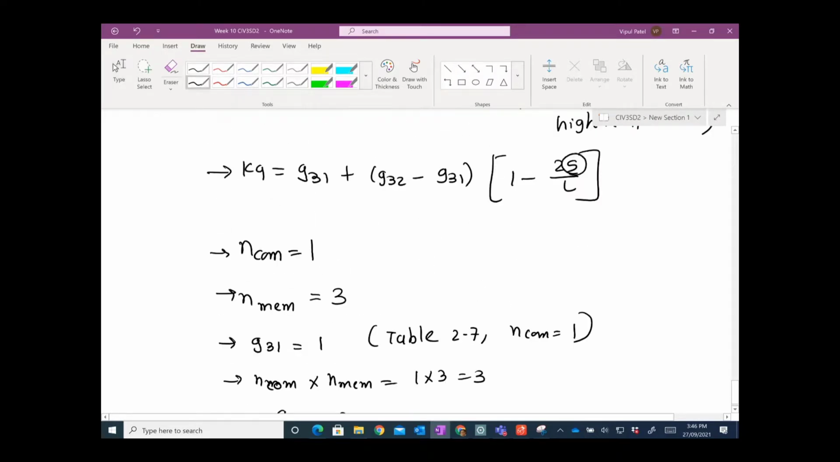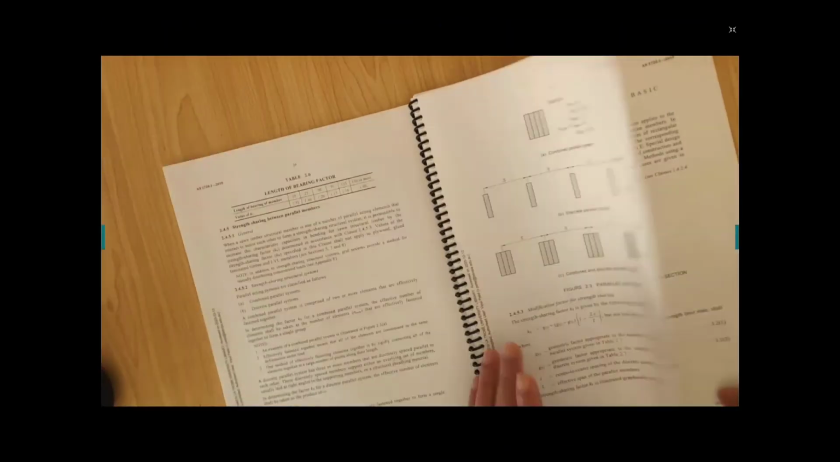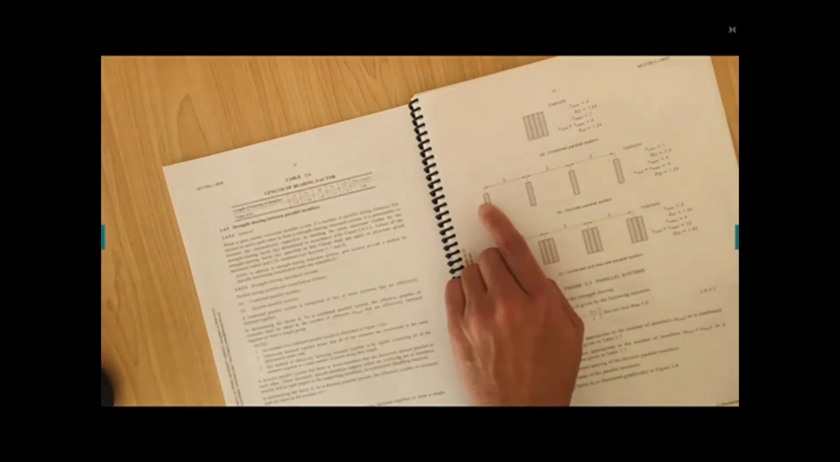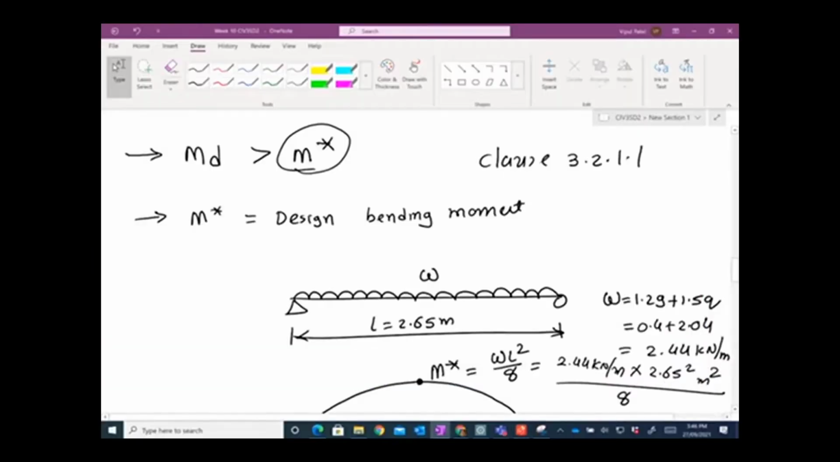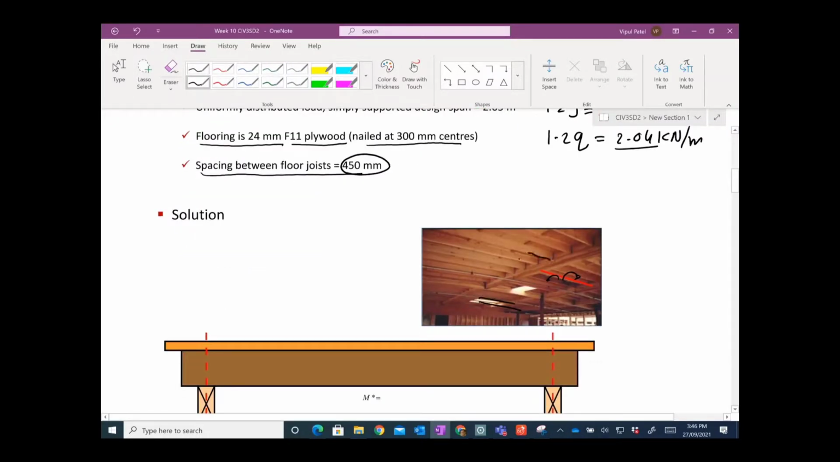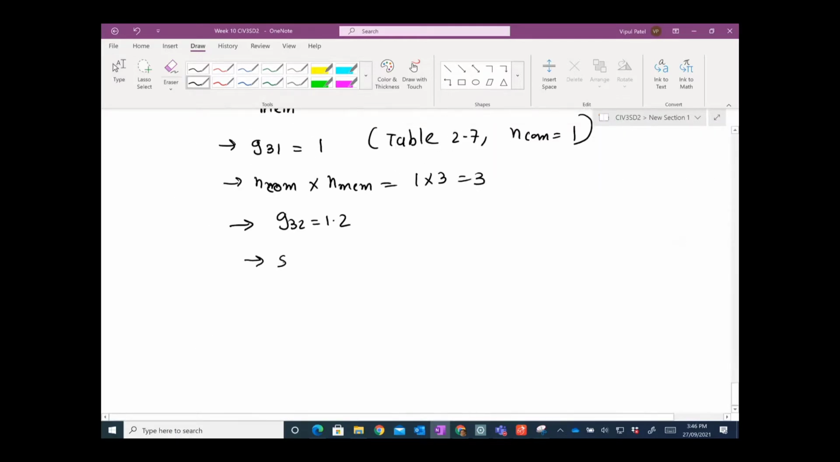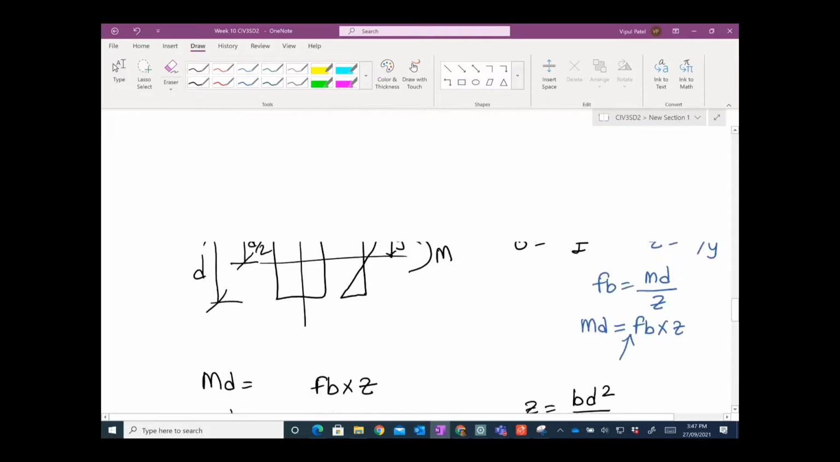Now spacing is given in our example. The spacing is the center to center distance from one beam to the next consecutive beam. That spacing in our case is the spacing between the floor joists, 450. Basically from one to another is 450, right? Yep, that is 450. So spacing equals 450 millimeters.